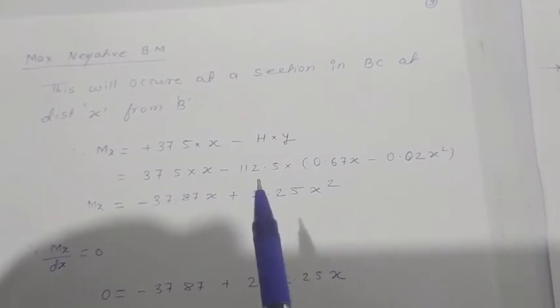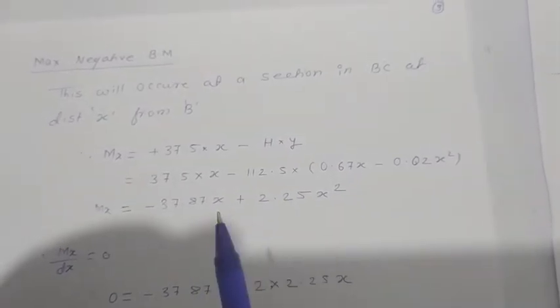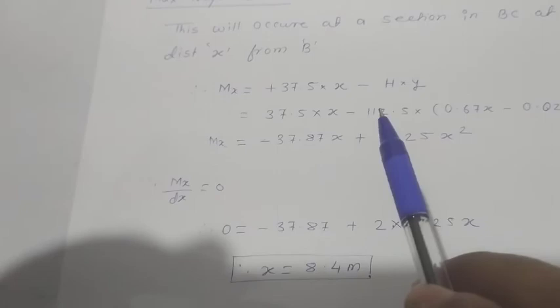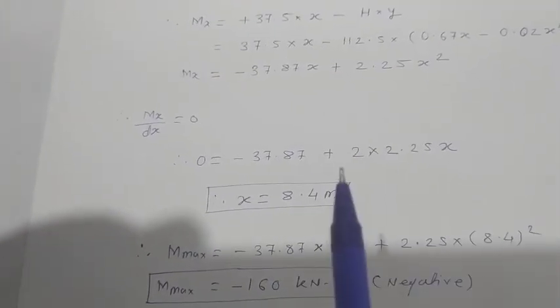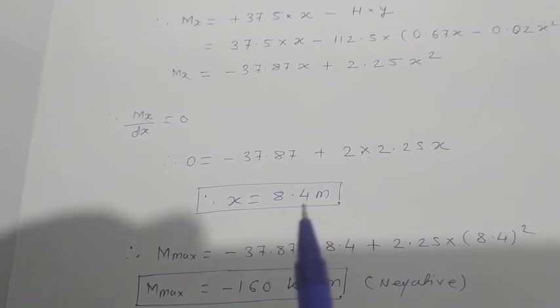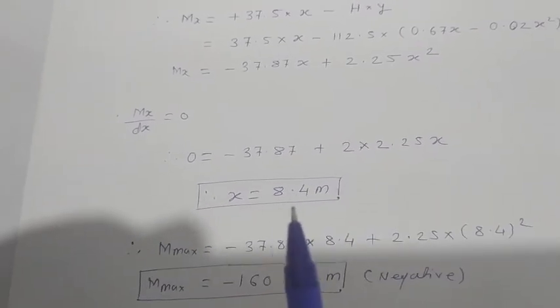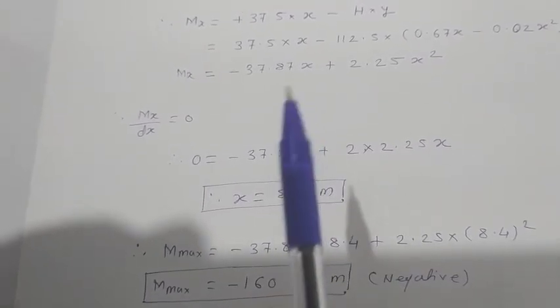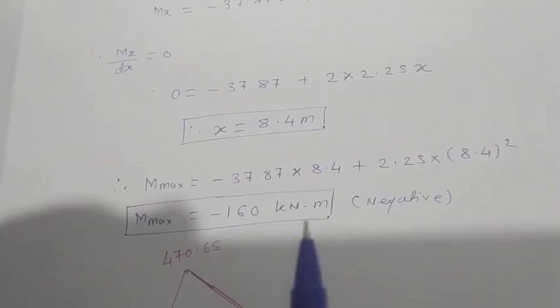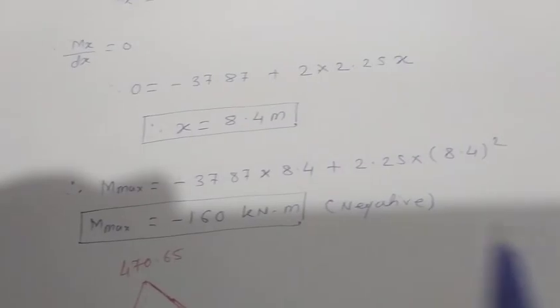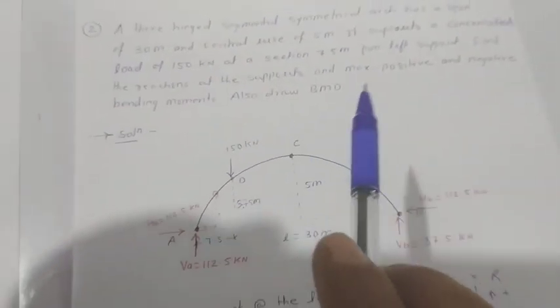If you multiply this value with this bracket, you will get this one. Take the derivative of Mx with respect to x, you will get this one. If you solve this one, you will get the value of x, 8.4. If you put this value in the above equation, you will get the maximum negative moment, that is 160 kilonewton meter negative. Okay, and what is our last term? Also draw the bending moment diagram.